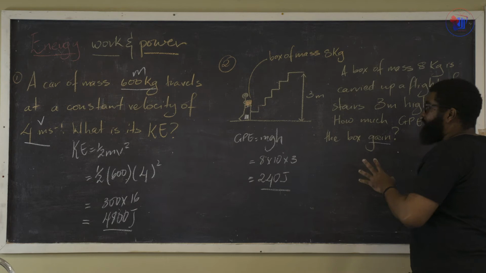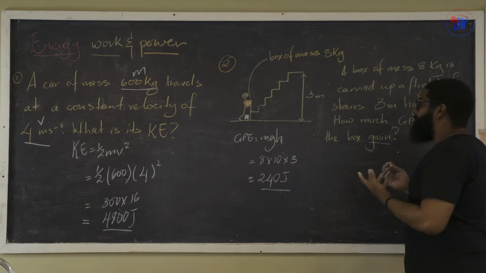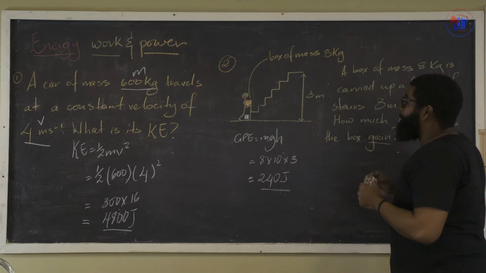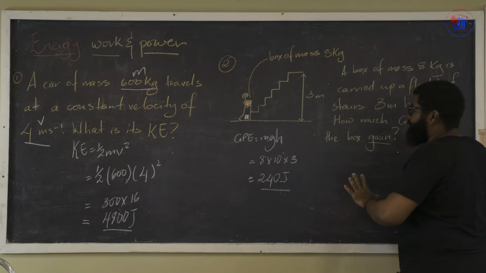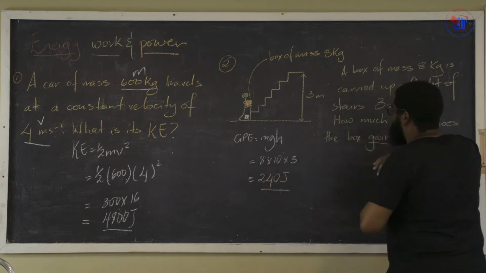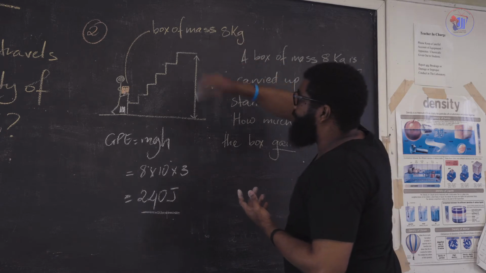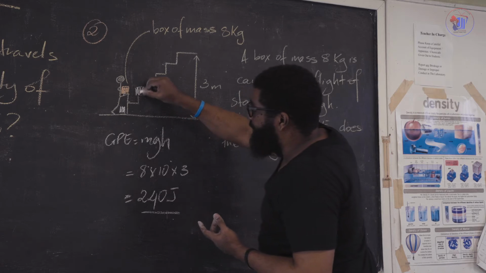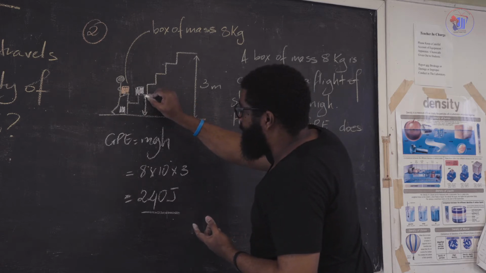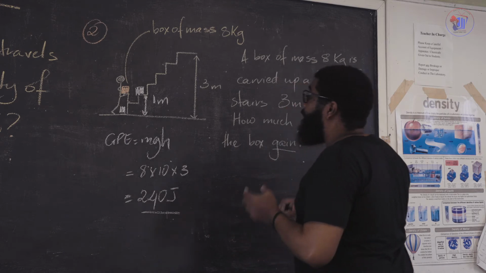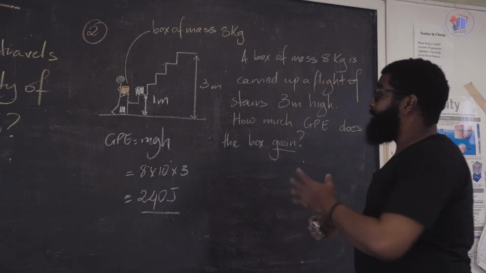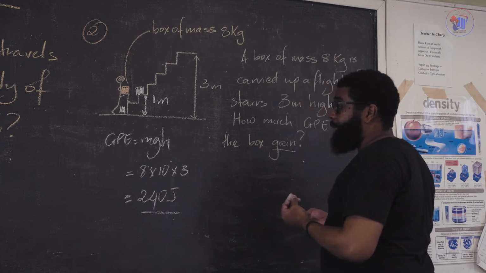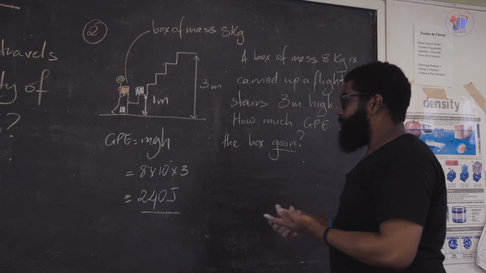Now, an interesting thing to note is there is a change in GPE, or there can be a change in both GPE and KE. Let's assume just for the sake of argument that this box, when it got to the top of the stairs, somehow rolled down the stairs and stopped somewhere here, and this height is 1 meter. I could ask, or you rather could be asked, to find what is the change in gravitational potential energy, and there is a formula for that as well.